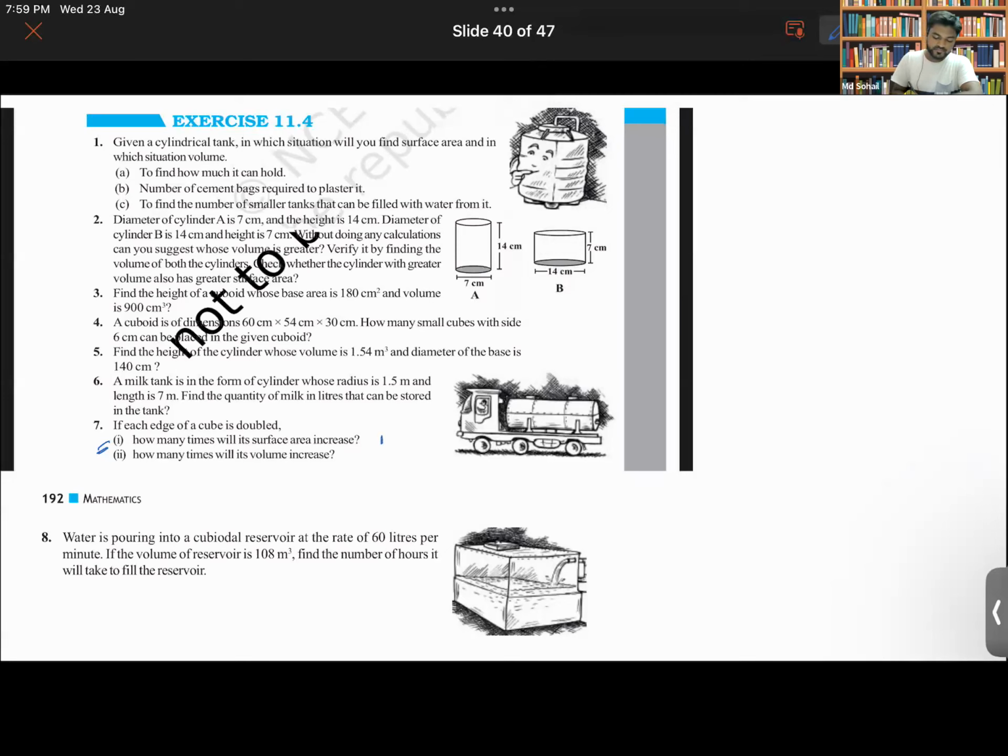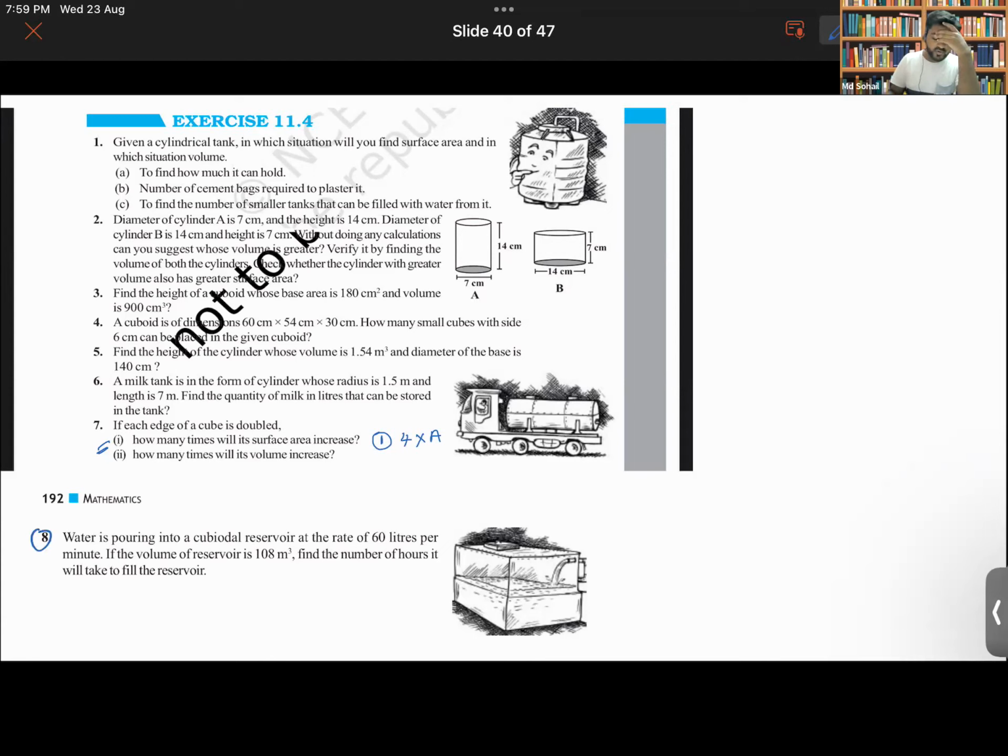So the first one is 4 multiplied by a. So the surface area increases 4 times. Okay. Arham, have you got the same answer? Yes, sir. Good.